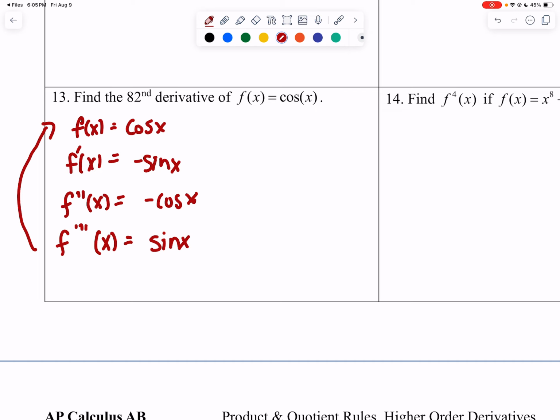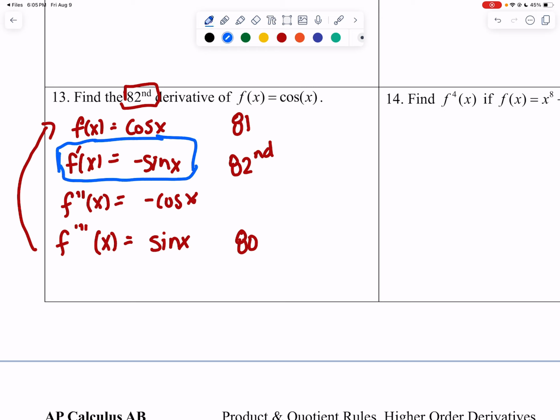So thinking about that, if I want to find the 82nd derivative, I'm just gonna find the closest multiple of 4 that doesn't go over 82 and then count from there. Well, if I do that, this is gonna be number 80. This is gonna be the 81st derivative, and this is gonna be the 82nd derivative. So the 82nd derivative of cosine is going to be negative sine. Crazy.